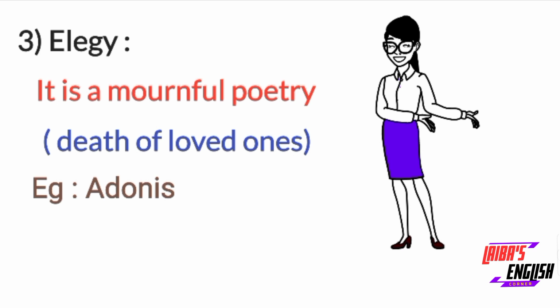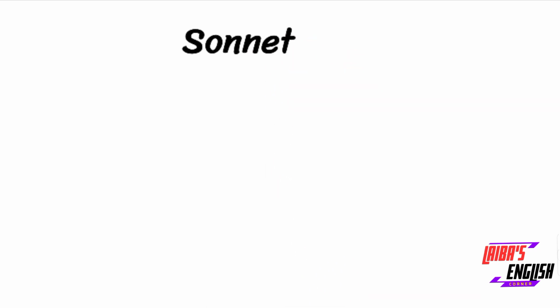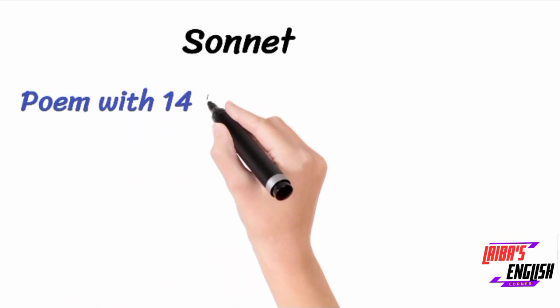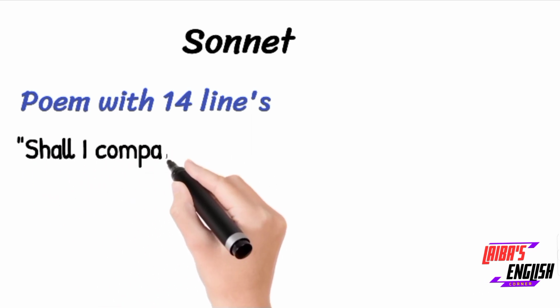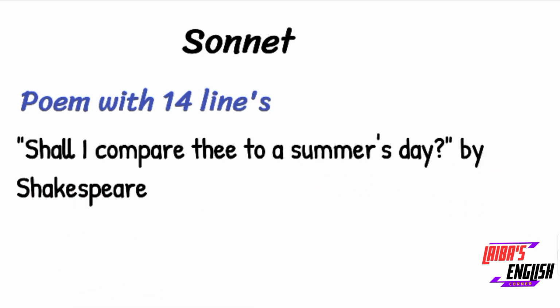After elegy, the next type we are going to discuss is sonnet. I have already mentioned sonnet before. Sonnet is basically the shortest poem. A poem with just 14 lines is a sonnet. It is basically a short poem, the smallest of all in literature. For example, "Shall I compare thee to a summer's day?" This was a famous Shakespeare sonnet, which is still popular today. Have a look at this sonnet too. So always remember, a sonnet consists of 14 lines.